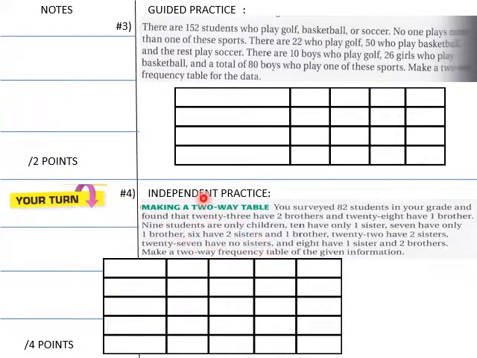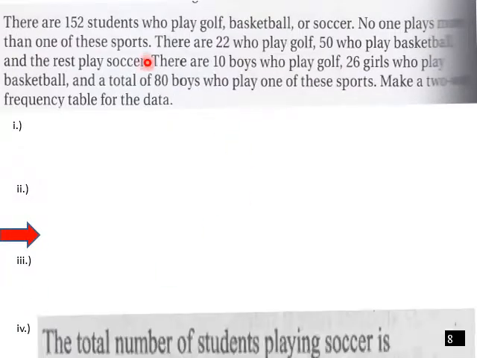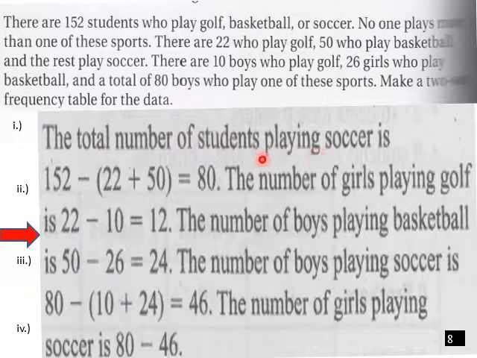Students, this is yours. Pay attention up here so you know how to do this. So we have our situation up here. The total number of students playing soccer is 152 minus 72. The number of girls playing golf will be 22 minus 10, which is 12. The number of boys playing basketball is 24. The number of boys playing soccer is 46. The number of girls playing soccer is 80 minus 46, which would be 34.